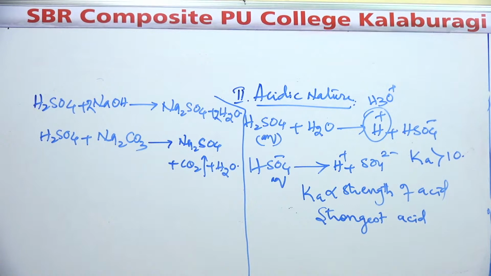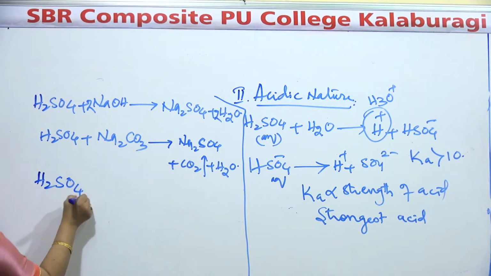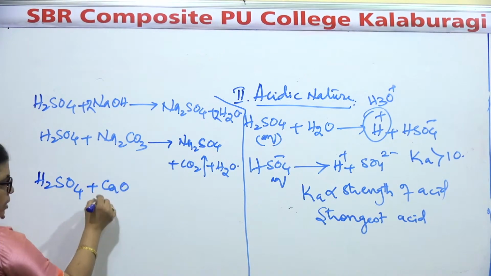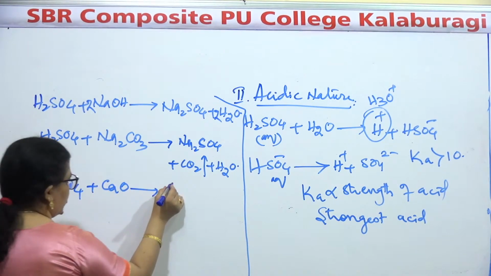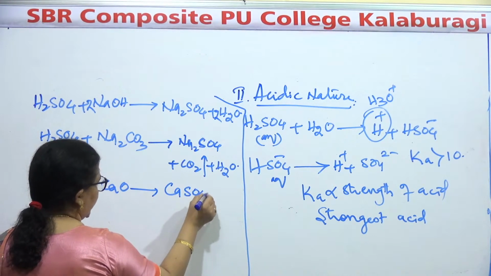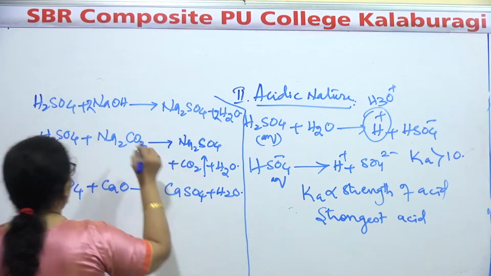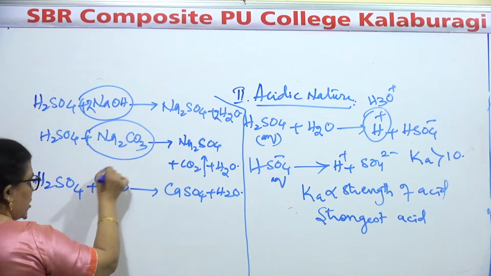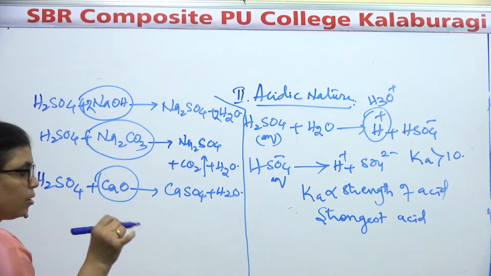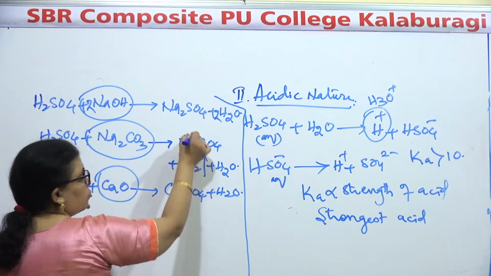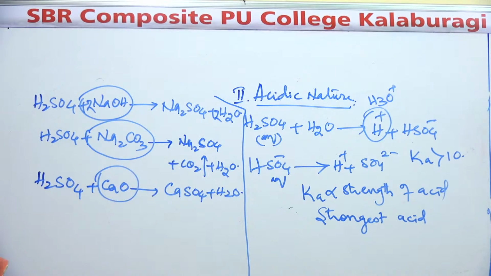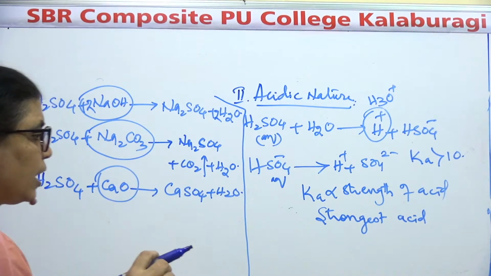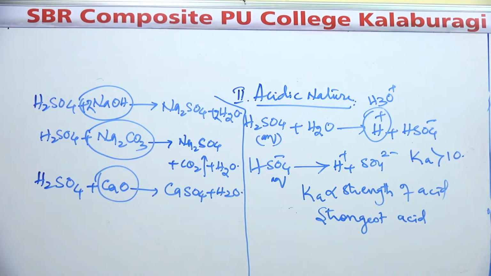Sulfuric acid reacts with calcium oxide, a basic oxide, which will produce calcium sulfate with water. Either it reacts with a base, a metal carbonate or a metal oxide, what is it going to produce? Salt and water. That means this reaction indicates that sulfuric acid is acidic in nature.